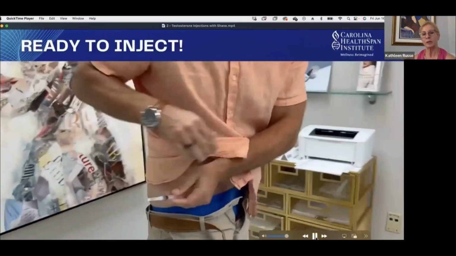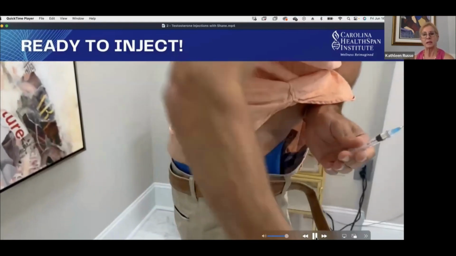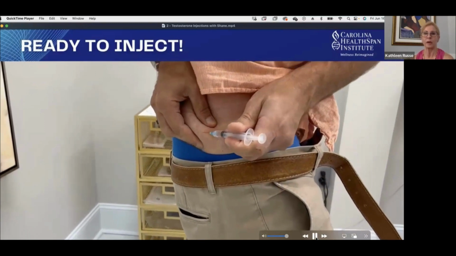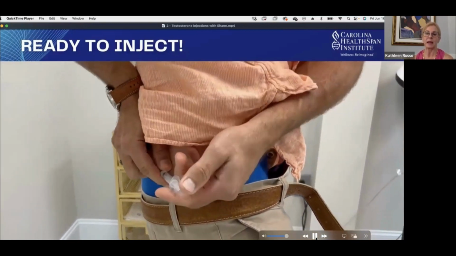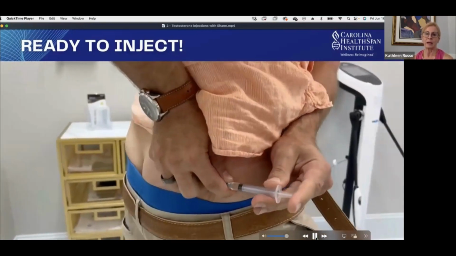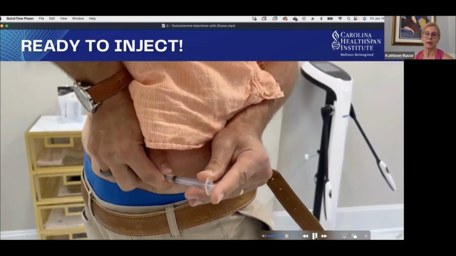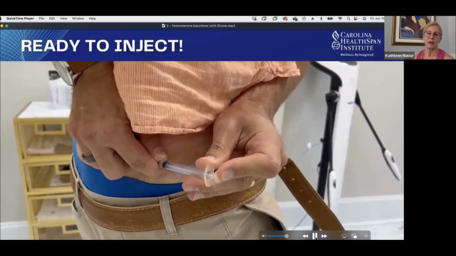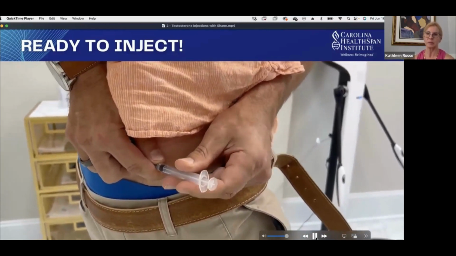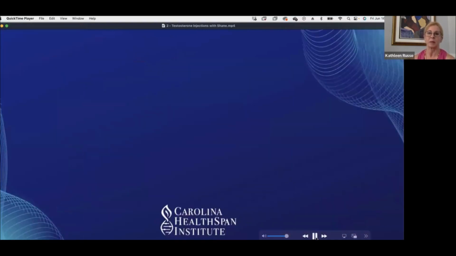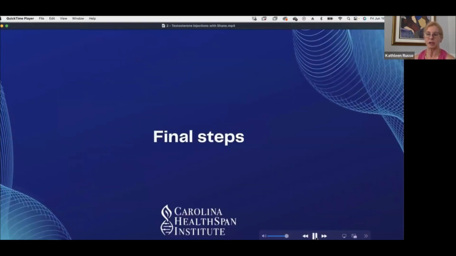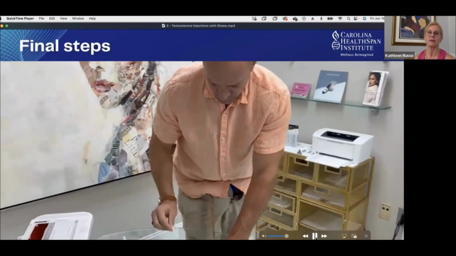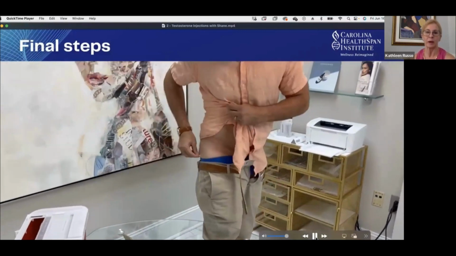Now he's ready to inject. You can see he is going to pinch the tissue between his thumb and forefinger, put the needle in at a 90-degree angle, and push the medication in. Again, this can be a painless procedure. Sometimes it might pinch a little bit, but it generally is a very easy injection. We are always happy to do the injections in our office, but many of our men find it's more convenient to do it at home.